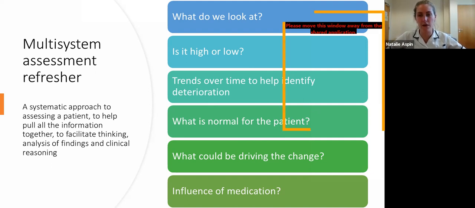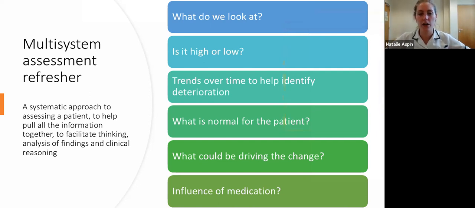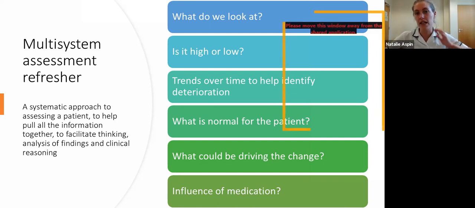Probably the main thing I always say to people is that your multisystem assessment is lots of different pieces of the puzzle, and you can't see the bigger picture without putting all the pieces together. For example, you're not going to understand what's going on if you're only looking at the cardiovascular system, or only the respiratory system, or only elements of each system. You need all the pieces of the puzzle to give you a clearer picture and help you understand what's going on a bit better.